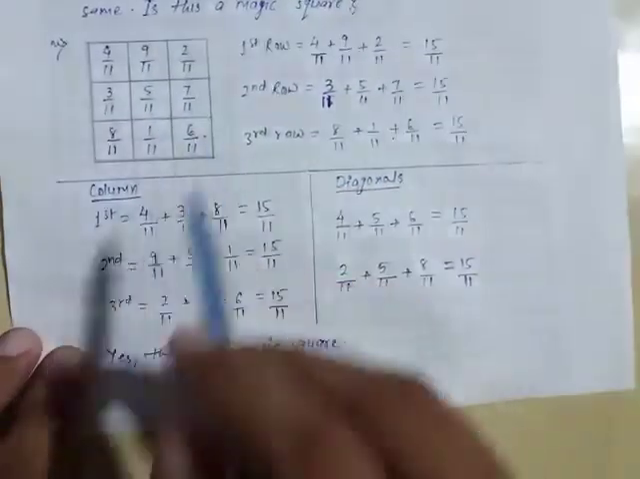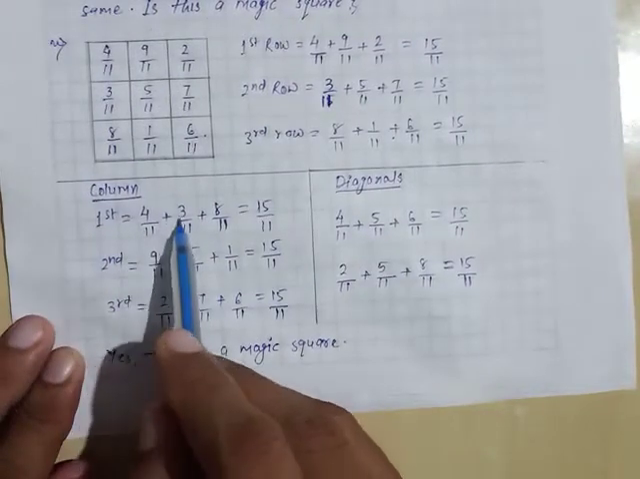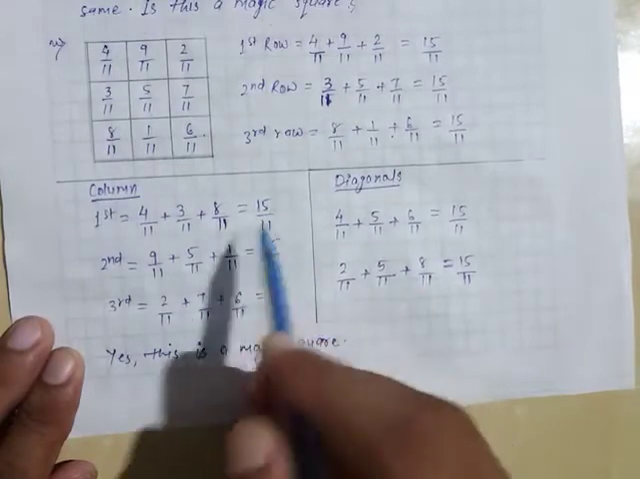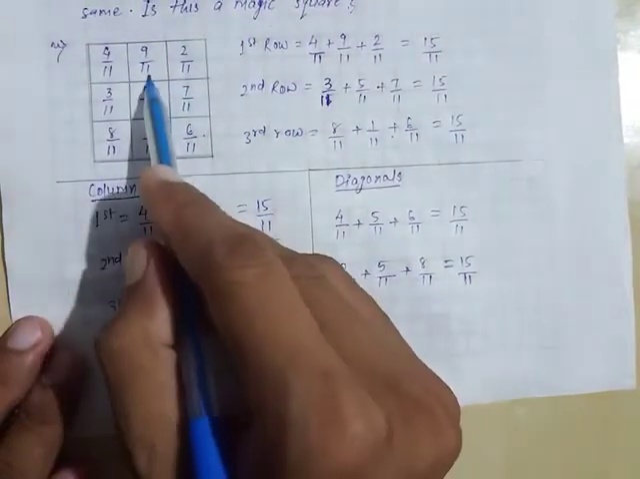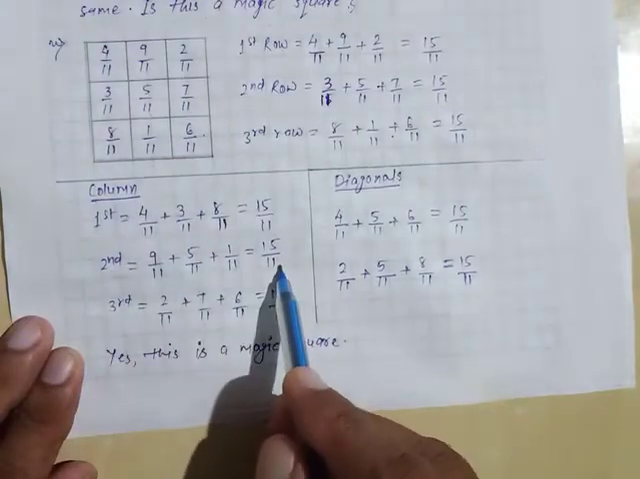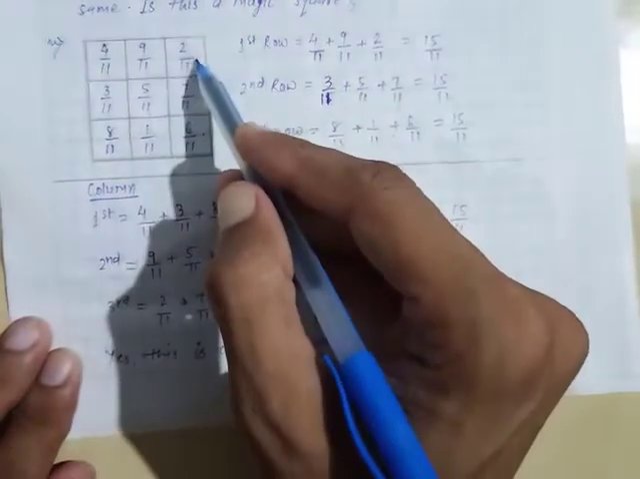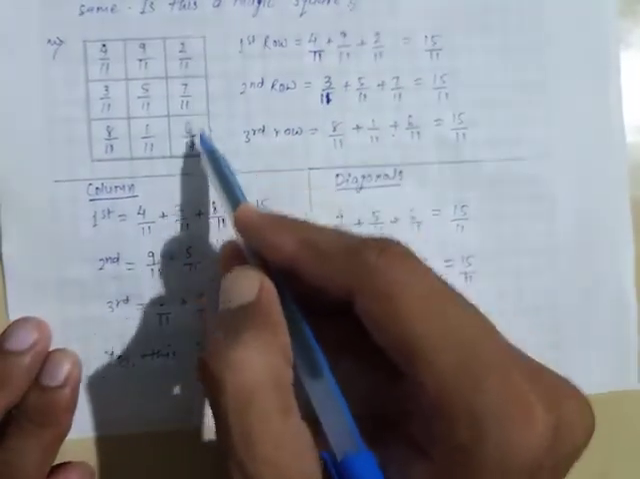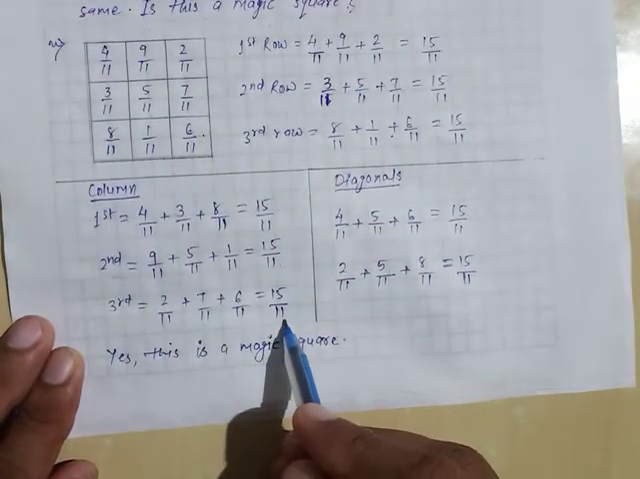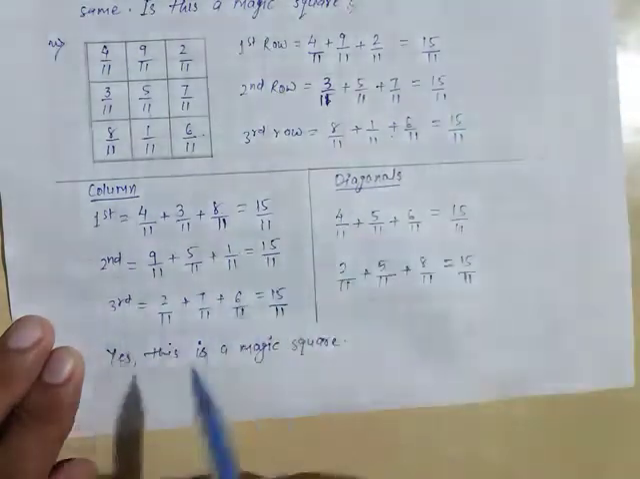For columns, like that, vertical line. 4 upon 11 plus 3 upon 11 plus 8 upon 11. This line, it is 15 upon 11. Second one, 9 upon 11 plus 5 upon 11 plus 1 upon 11. Its addition is also 15 upon 11. Last one, 2 upon 11, 7 upon 11 and 6 upon 11. Its addition is also 15 upon 11. This is for columns. All the values are the same as rows.